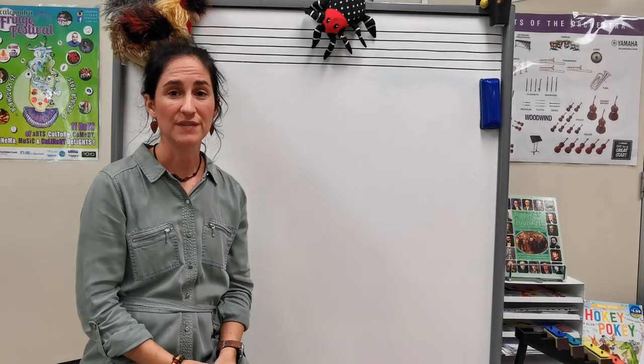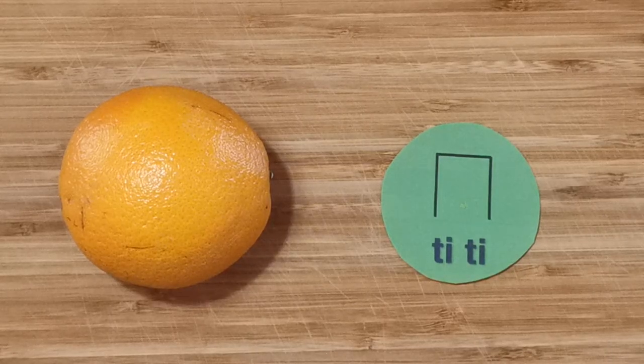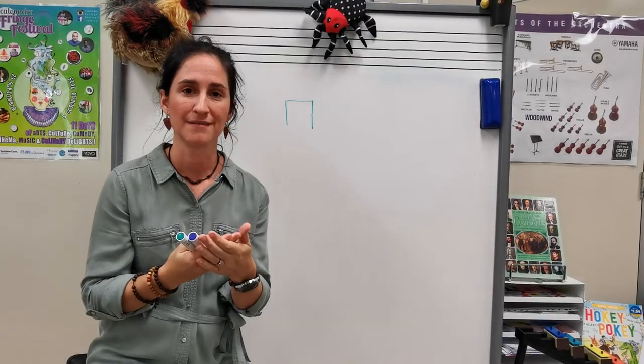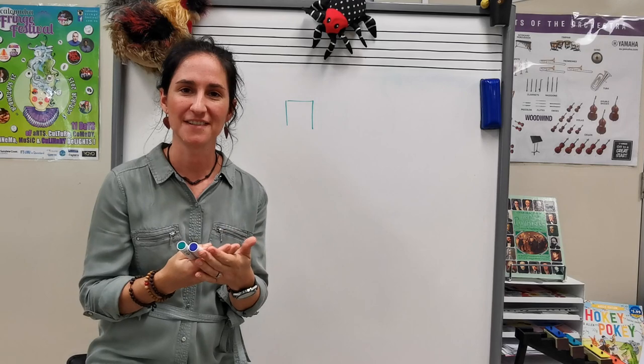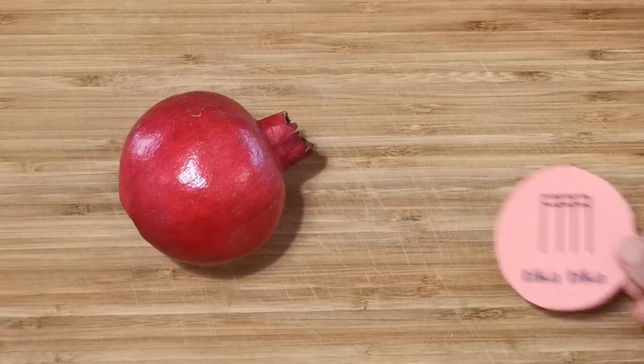Some of the fruits that you've seen used today have really simple rhythms, like orange becomes a TT in our rhythmic dictations. Orange. Pomegranate. Pomegranate. How many sounds do you find in the word pomegranate? Four.